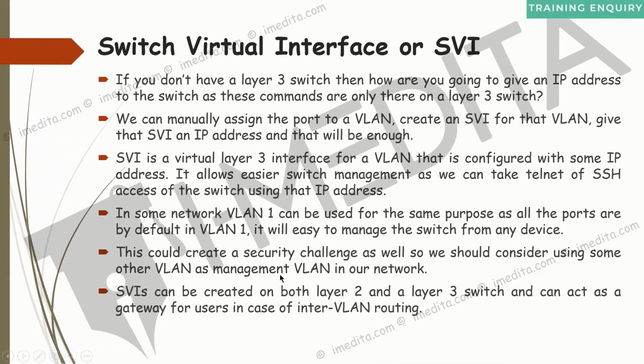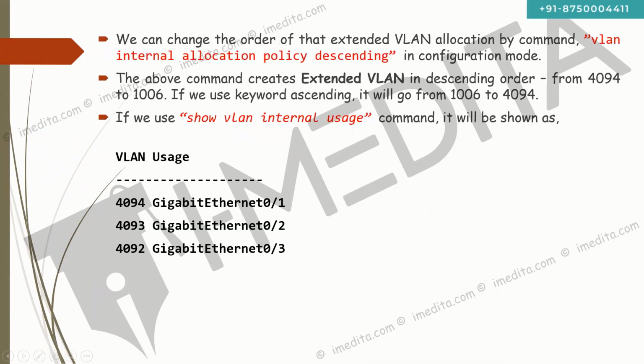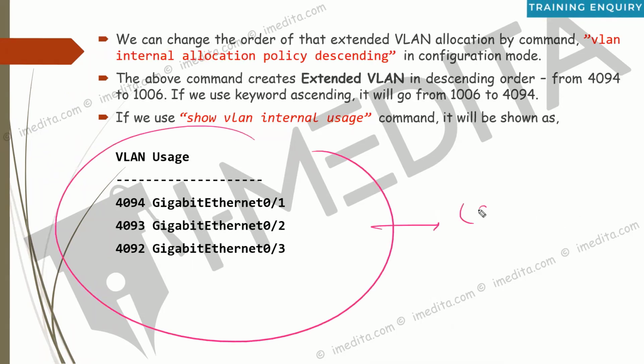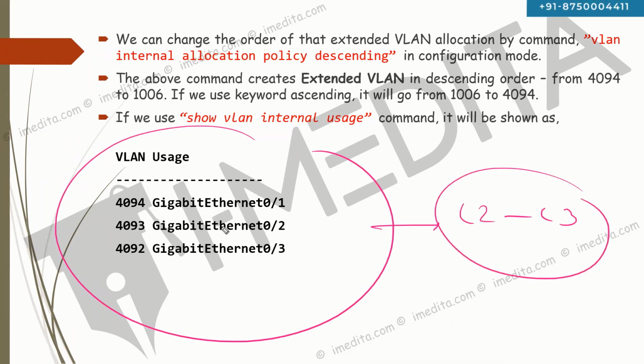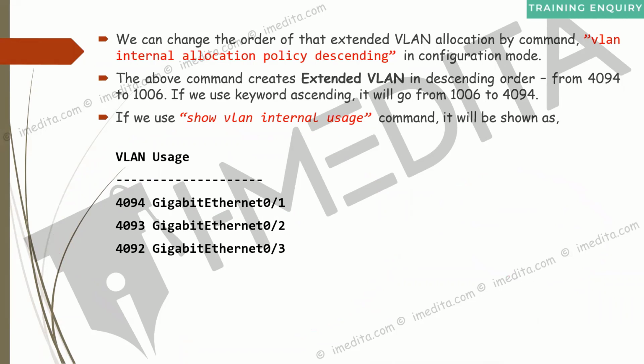The example of the internal use is this: when we change the port from layer 2 to layer 3. When we change the port from layer 2 to layer 3, the switch is going to take a VLAN from the extended range, and it is going to map that particular VLAN to the port internally. So this is an example of the internal use.